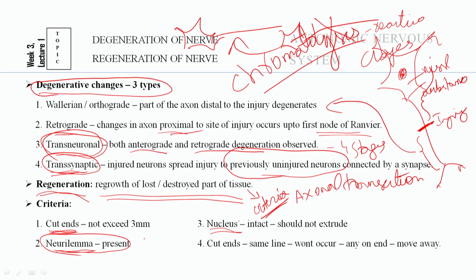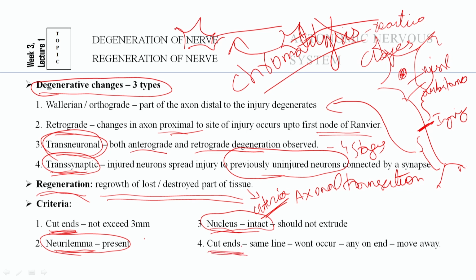When there is a nerve injury, many times the nucleus will be extruded out, but in that case there will be no possibility of regeneration of the nerve fiber, the damaged neuron, right? So nucleus intactness is one important criteria for the regeneration to occur. And the last one is the cut end.